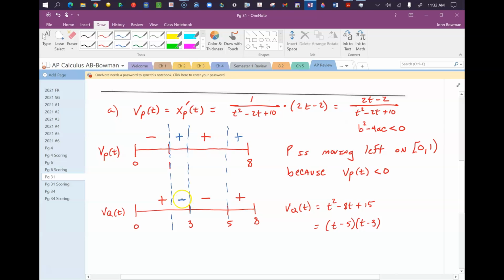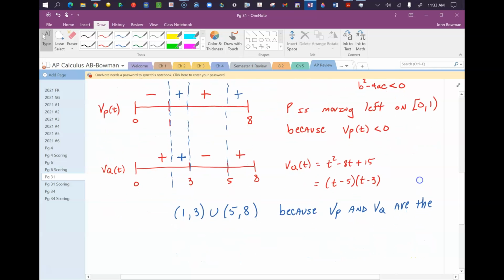I have a mistake here for VQ of t. That should be positive right there. So they are traveling in the same direction over the intervals from 1 to 3 or from 5 to 8, because VP and VQ are the same sign.